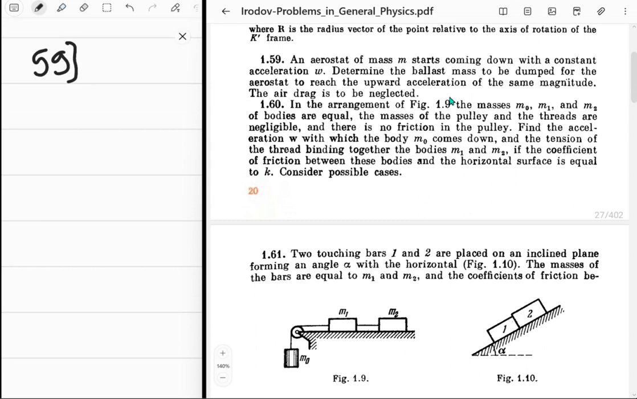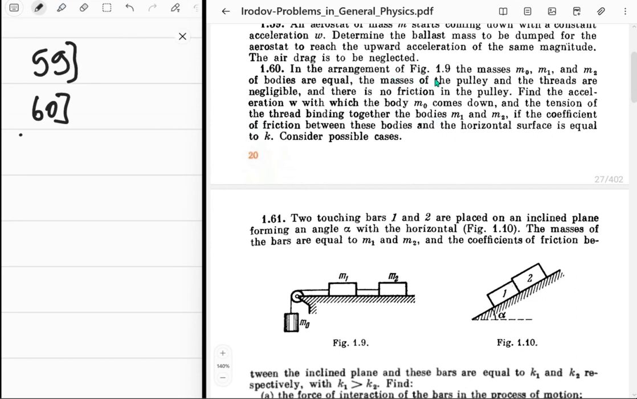Okay, 60. In the arrangement of figure 1.9, the masses m0, m1, m2 of the bodies are equal. So figure 1.9, cool. m1, m2, this is m0. The masses of the pulley and threads are negligible and there is no friction. Find the acceleration with which the body m0 comes down and the tension of the thread binding together bodies m1 and m2.